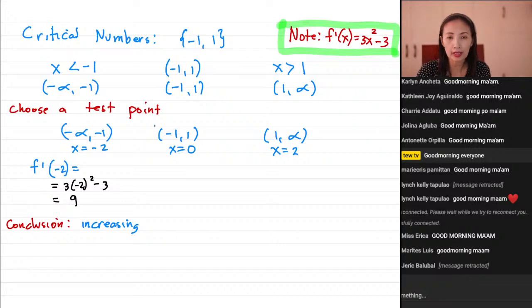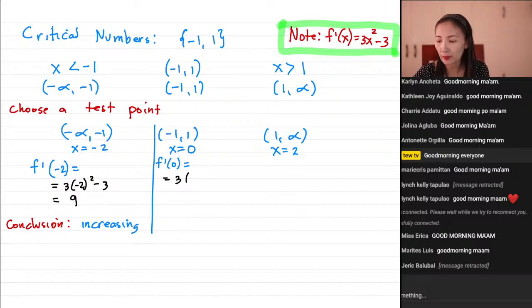Now we proceed to the next test value, which is 0. What is f prime of 0? Okay, what is it equal to? So 3 times 0 squared minus 3 equals -3. And what did we say? If f prime is less than 0, then the function is decreasing within the interval, okay, -1 to +1.